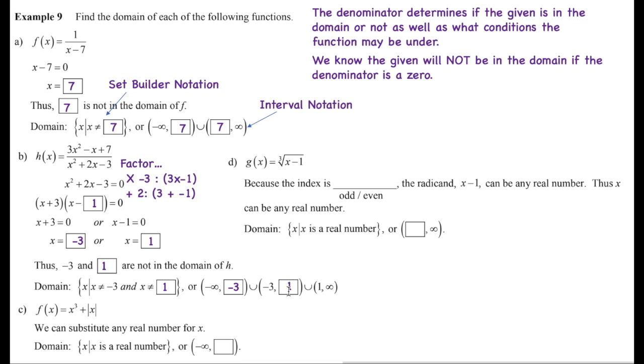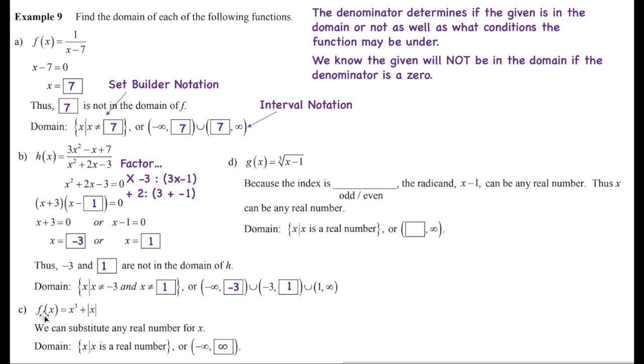We can substitute any value in for x because we can take the absolute value of any number and we can take the cube of any number. So our domain written in set builder notation is x such that x is any real number. Or we can write it in interval notation because if we have any number, it would be from negative infinity to positive infinity.